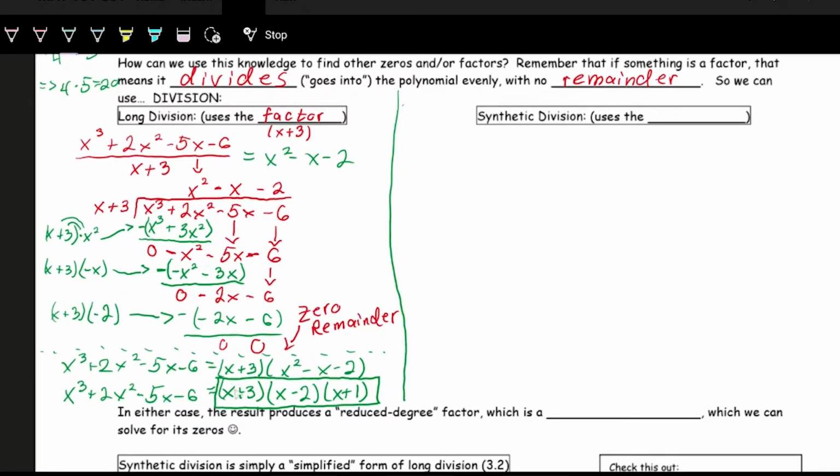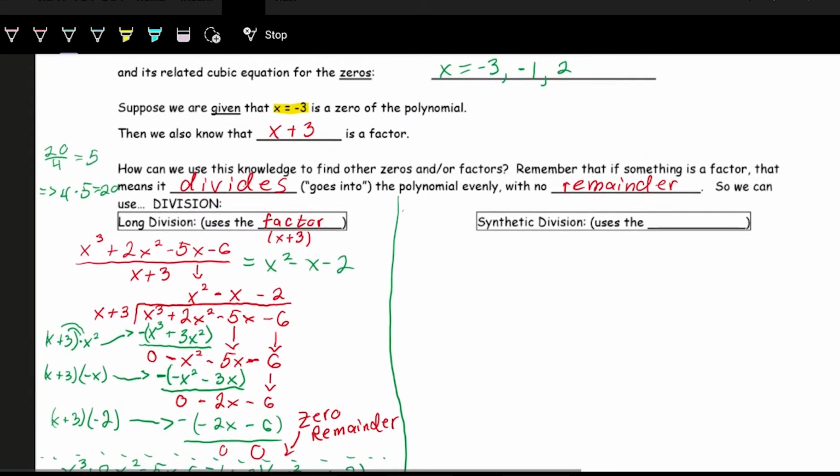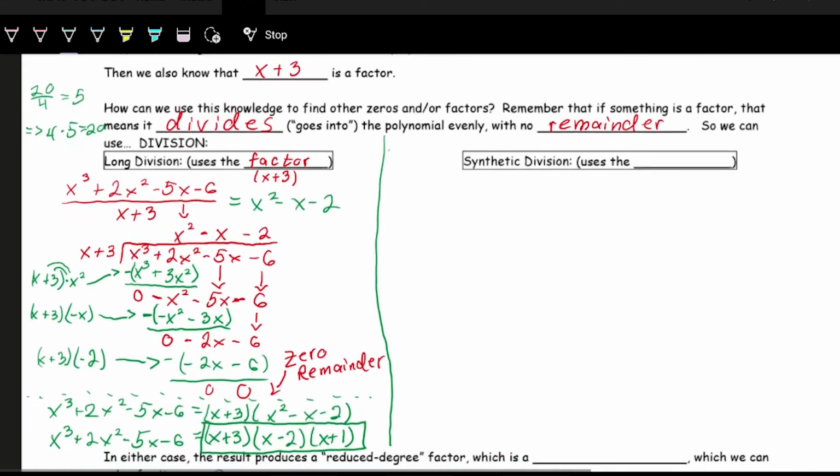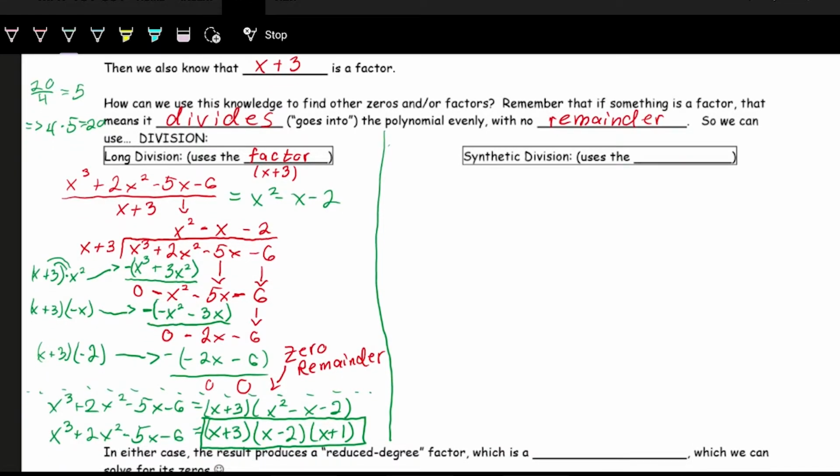And we can see that these three factors that we found right here actually correspond to the zeros, right? That x is -3, -1, and 2. So we can actually say what these zeros are from the factors.